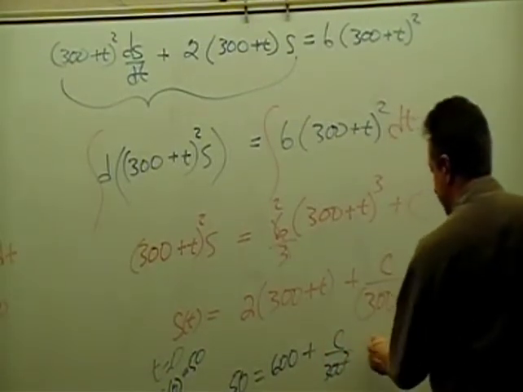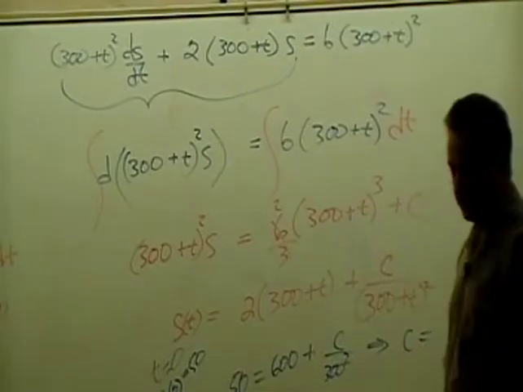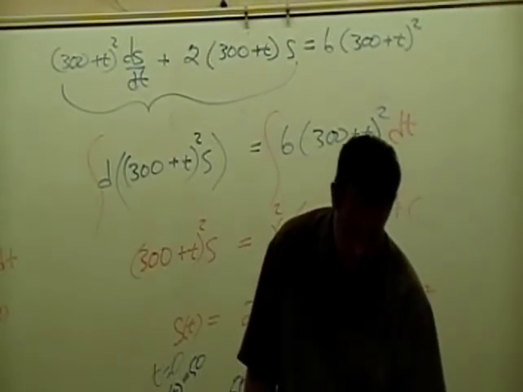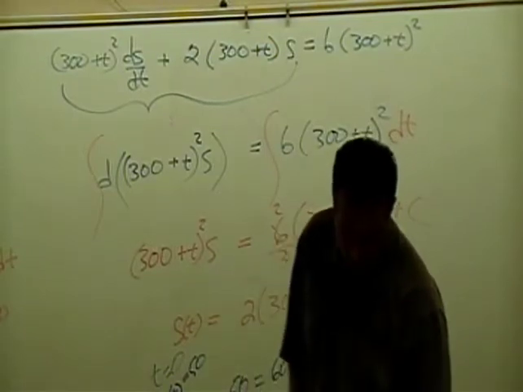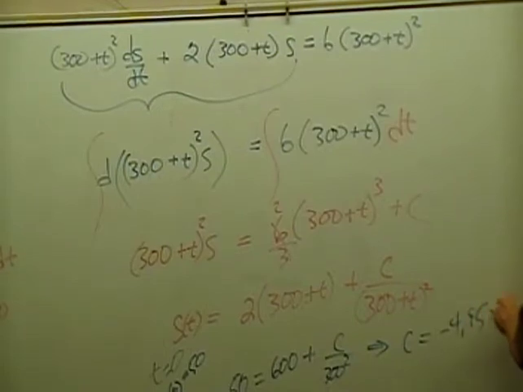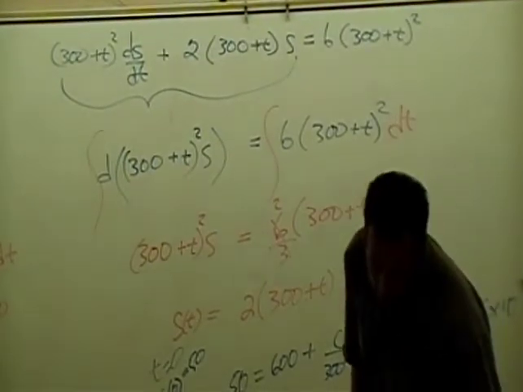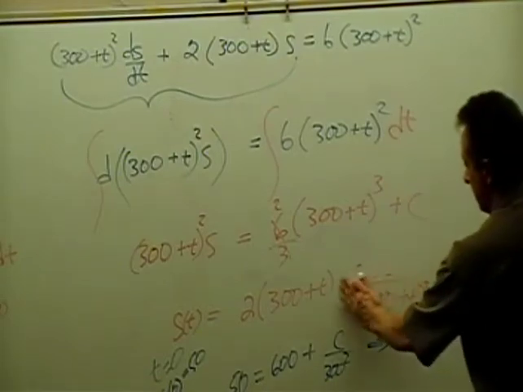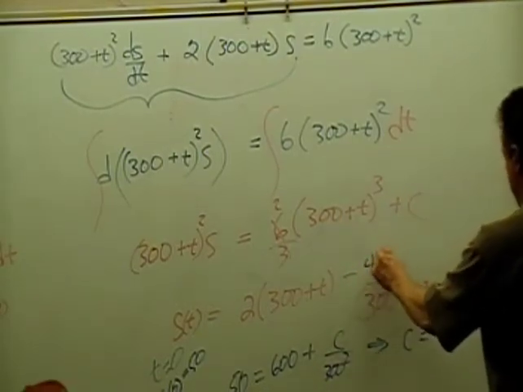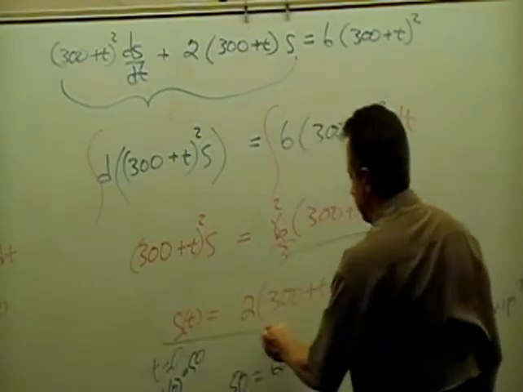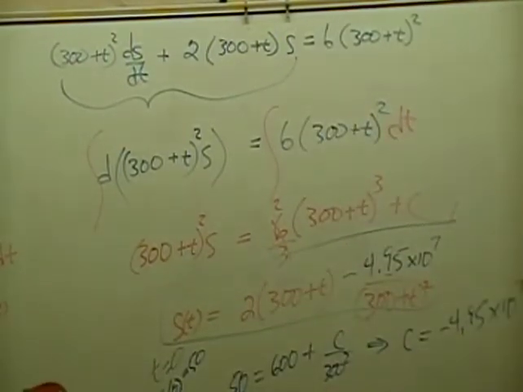Solving for C, what do we get when we solve for C? I'll tell you in a minute. Negative 4.95 times 10 to the 7th. Yep. Therefore, plugging that back in, minus 4.95 times 10 to the 7th. This now constitutes a mathematical model of the amount of salt in your tank at any given time, t.